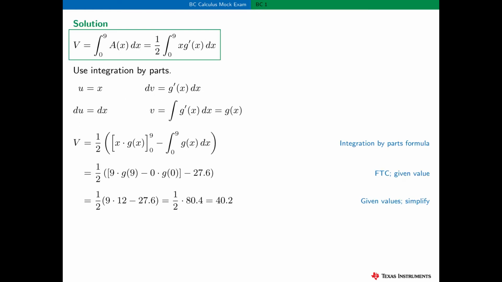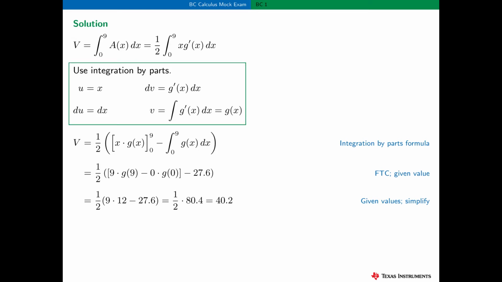To find the volume of the solid described in part I, we need to evaluate this definite integral. I'll bring the constant 1/2 through the integral sign, and I'll work with the remaining integral. Now we don't have an analytical expression for g prime of x, so a good technique here is to try integration by parts. We need to choose u and dv in a judicious manner.